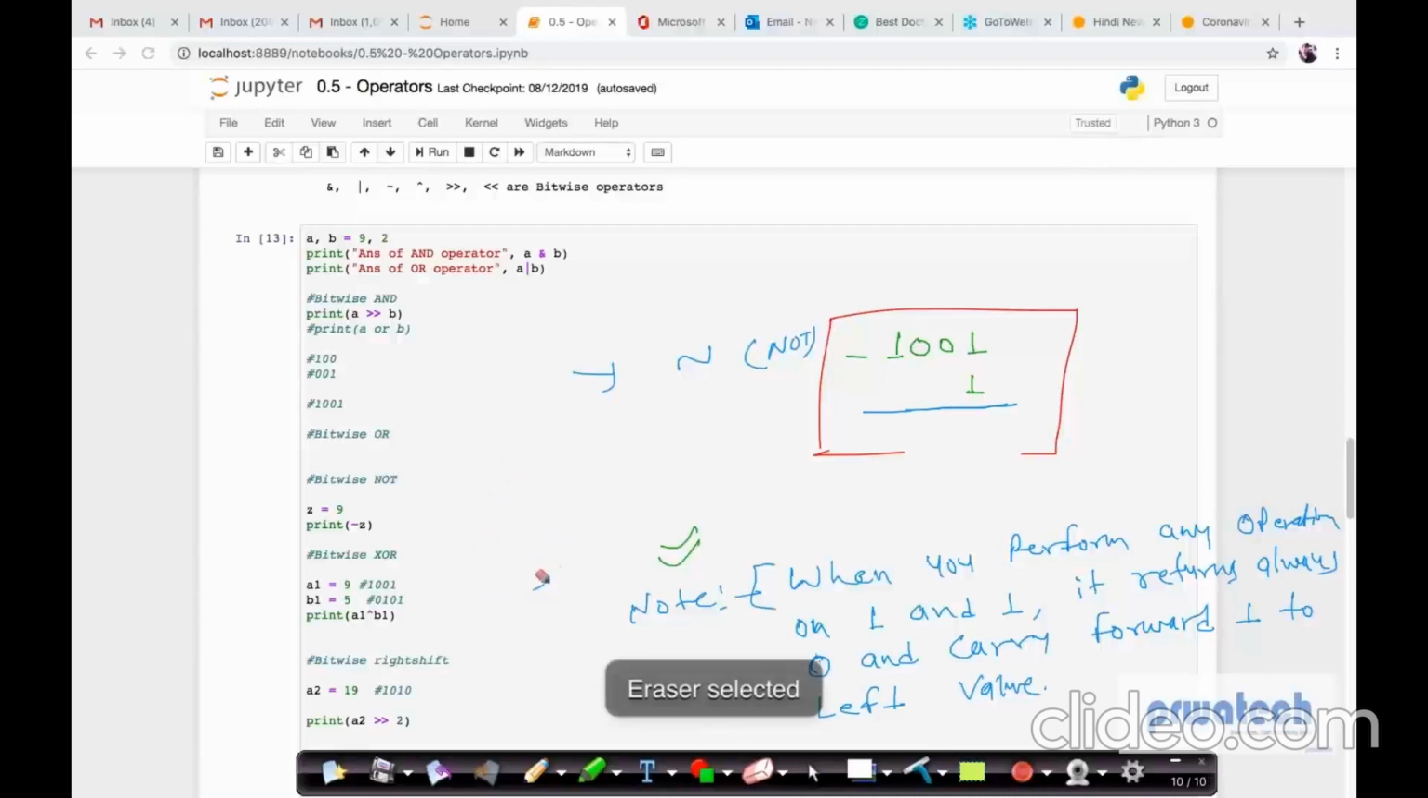When 1 and 1 is there, it is 0. It is returning me 0, and carry forward 1 to the left value. This is my left value because this side is right, this side is the left. So 0 and 1 is carry forward. You imagine there is 1. So 0 and 1 is 1. When 1 and 1 is 0, 0 and 1 is 1. 0 is there and 1 is there. And minus is there. So this is your binary value.